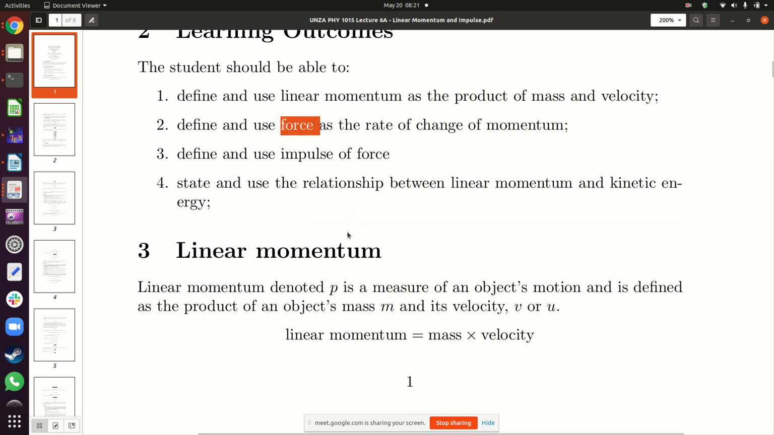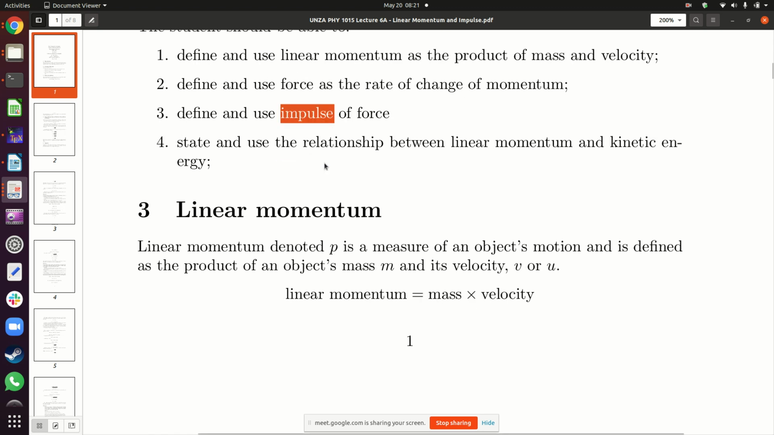Then using this definition of force, we're going to define a quantity which is called impulse of a force. The impulse of a force is basically what is known as the change in linear momentum. So we'll see what that is and how we get it. Then we're also going to look at another important relationship, which is the relationship between linear momentum and kinetic energy. How is linear momentum related to kinetic energy? So we're going to see that.